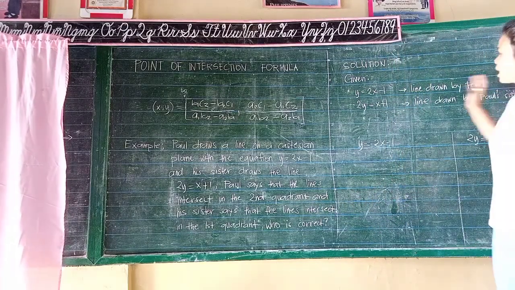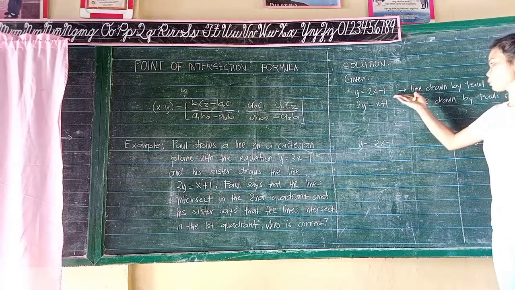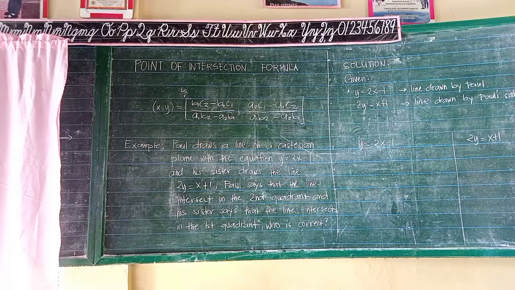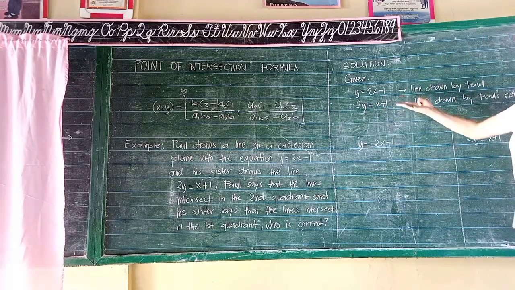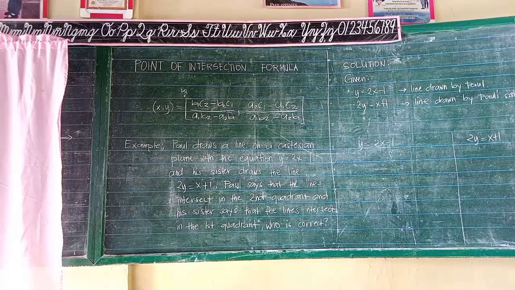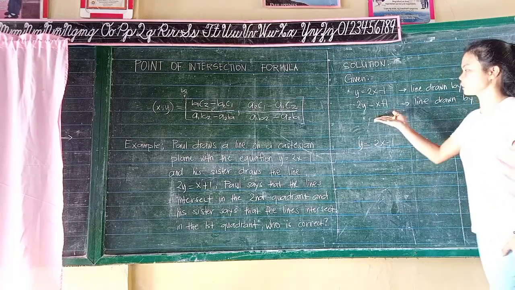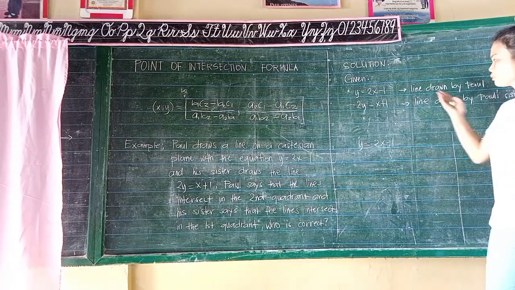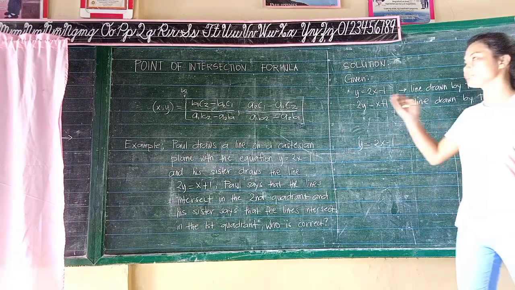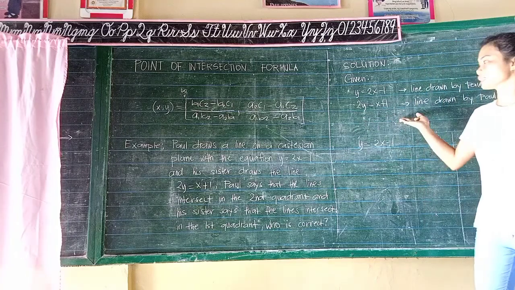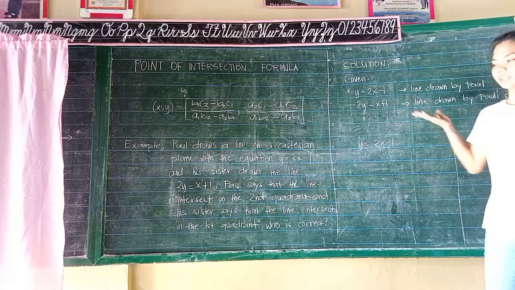Solution. Here are our given equations: y equals 2x minus 1, which is the line drawn by Paul, and 2y equals x plus 1, which is the line drawn by Paul's sister. As we observe, these equations are written in slope-intercept form, so we have to convert them into standard form so we can easily identify the values of A, B, and C, since the standard form is Ax plus By plus C equals 0.